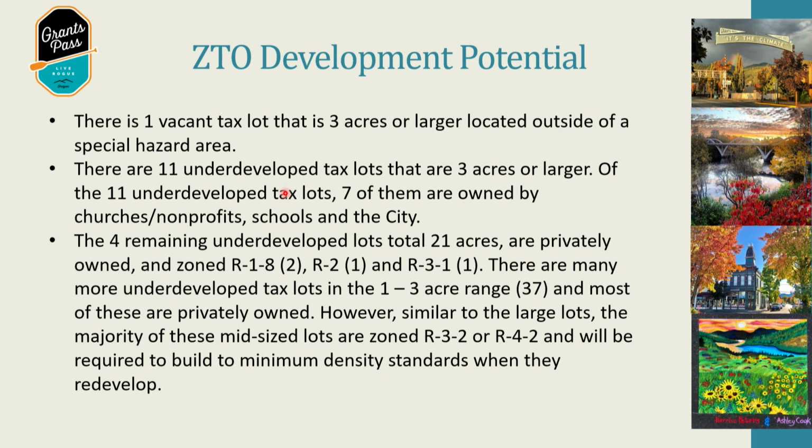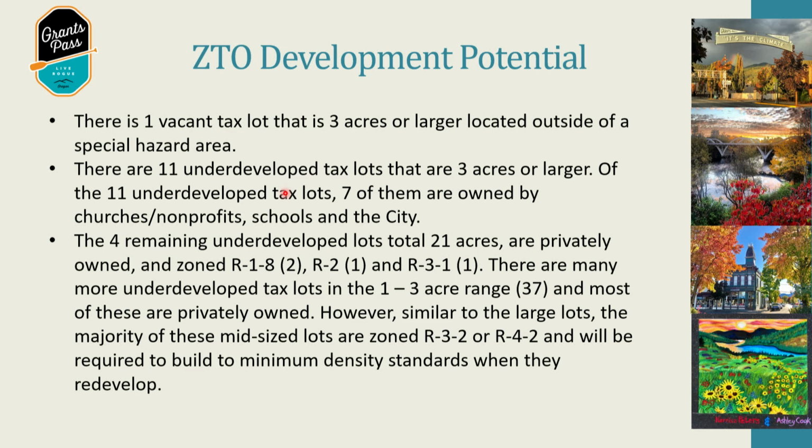So there's that one tax lot that I mentioned that's 3 acres or larger that's outside of a special hazard area. There are 11 underdeveloped tax lots that are 3 acres or larger. 7 of those are actually owned by either churches, nonprofits, or schools, with the largest one being RCC. RCC has well over 50 acres, and they're part of that R42.